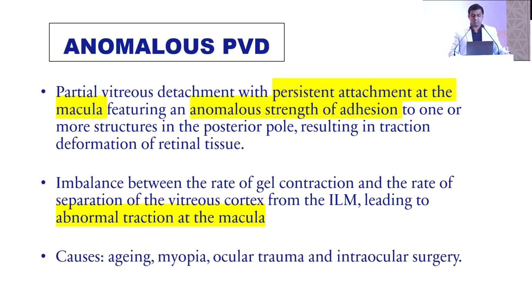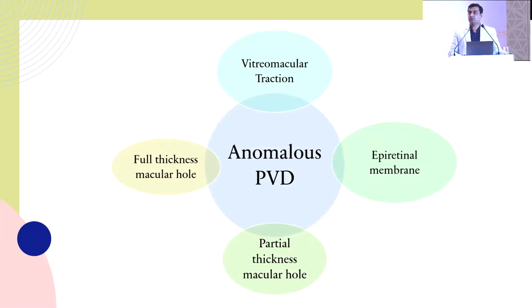So when do we call it anomalous PVD? When there is a persistent attachment of the vitreous at the macula and the rest of the vitreous has detached, featuring an anomalous strength of adhesion to one or more structures in the posterior pole. So anomalous PVD, what all can it cause? It can cause vitreomacular traction, epiretinal membrane, partial thickness macular hole or the full thickness macular hole.